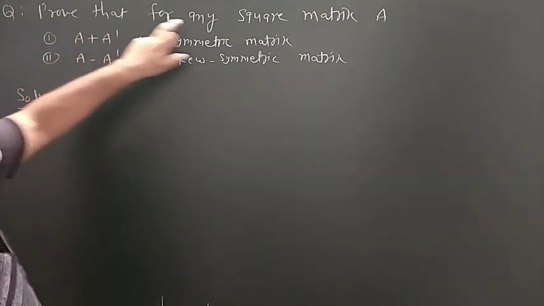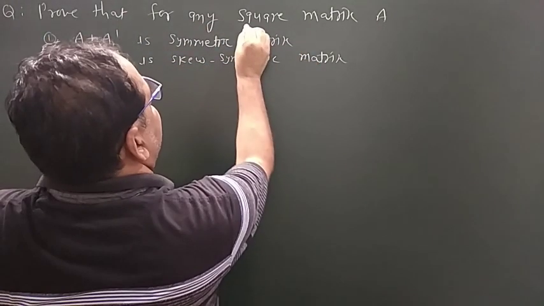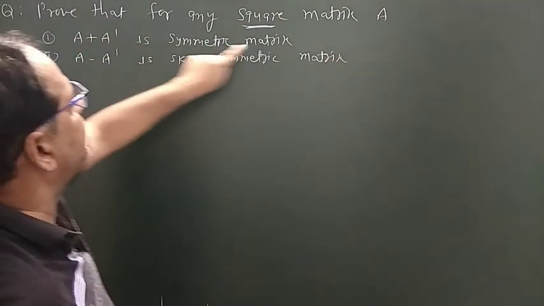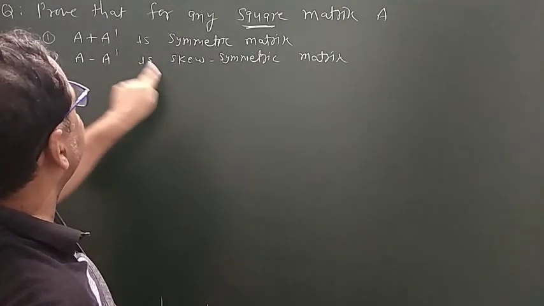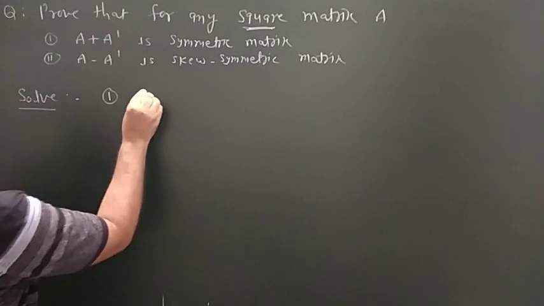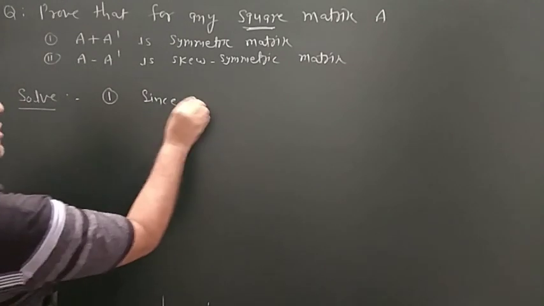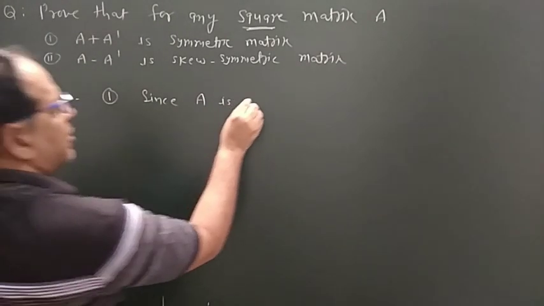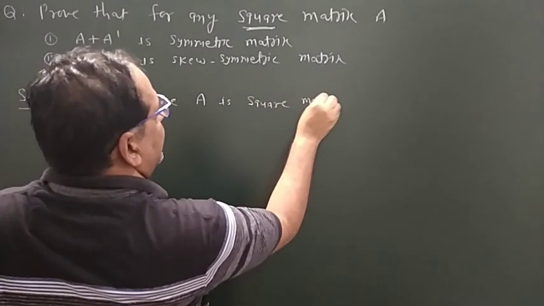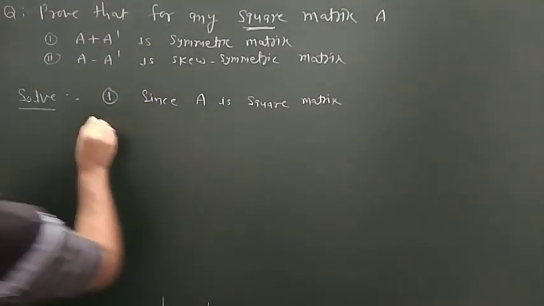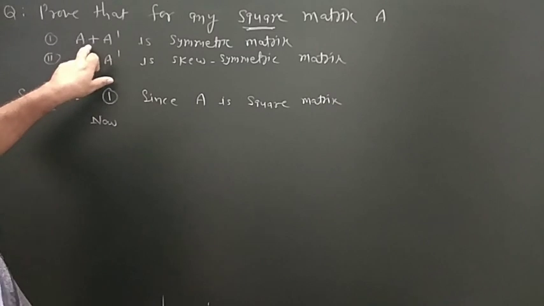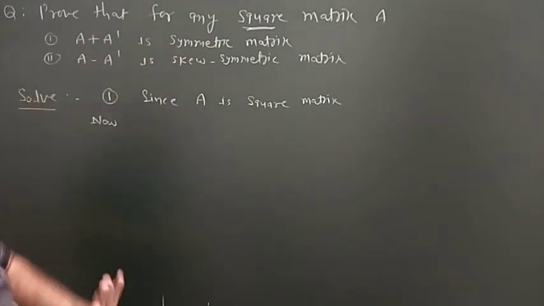Prove that for any square matrix, A plus A dash is a symmetric matrix, and A minus A dash is a skew symmetric matrix. The first part is here. Since A is a square matrix, this is given. Now we want to prove that A plus A dash is a symmetric matrix.